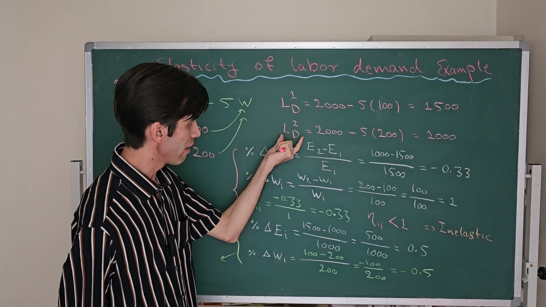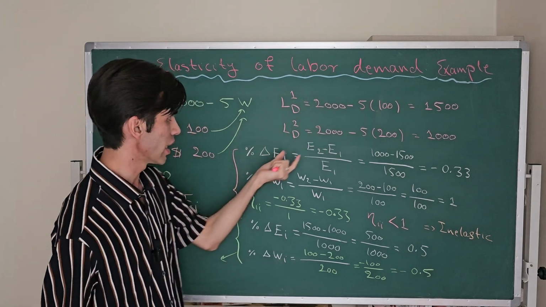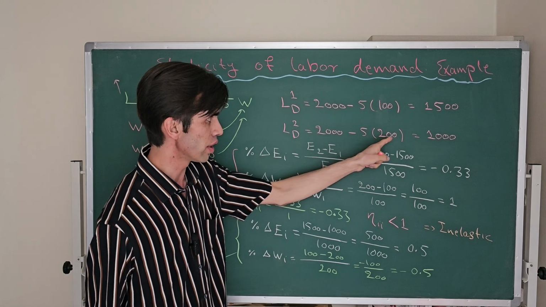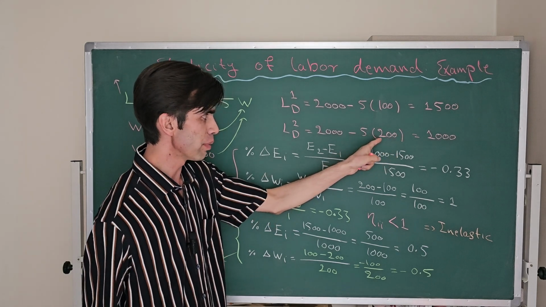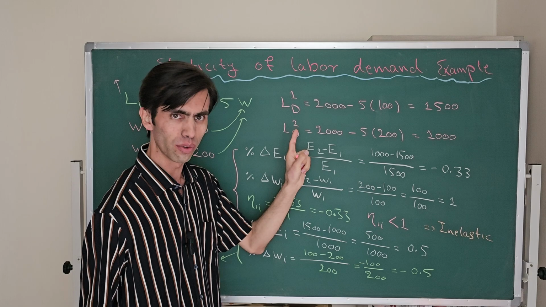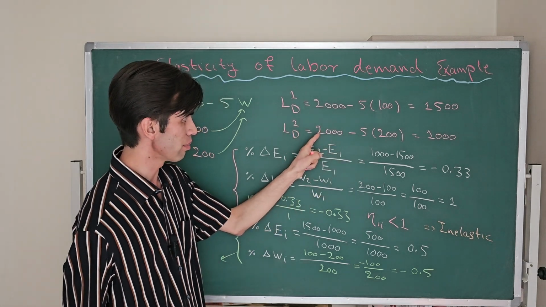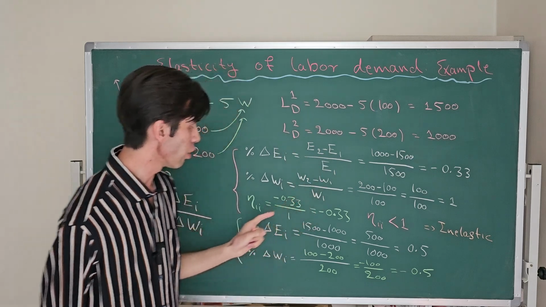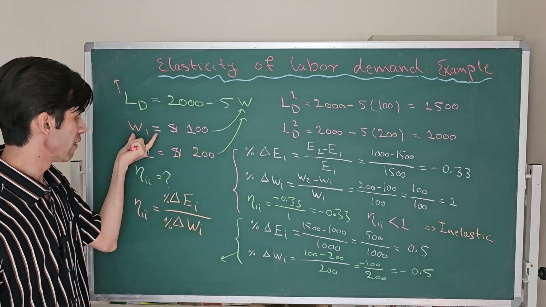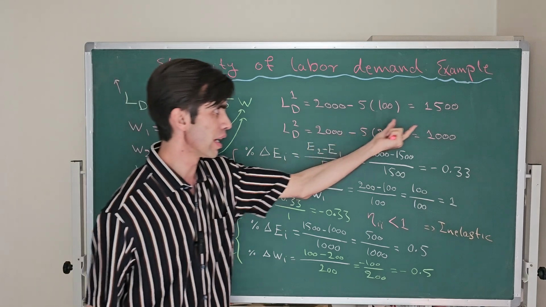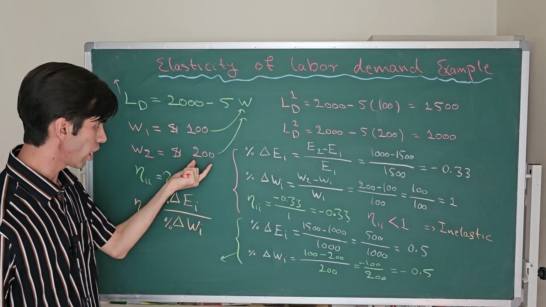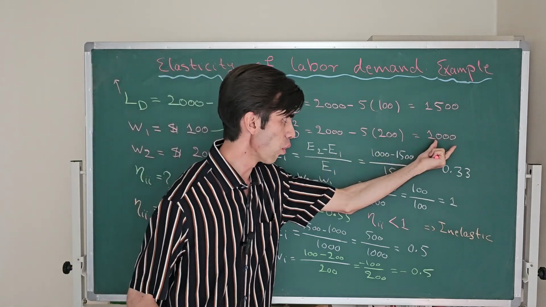Then when the wage level is 200, again plug this number in instead of W. The employment level when the wage rate is 200 will be equal to 2000 minus 5 multiplied by 200. 5 multiplied by 200 is 1000, and 2000 minus 1000 will be equal to 1000. So now we know when the wage rate is 100, employment level will be 1500. When the wage rate is 200, employment will be 1000.